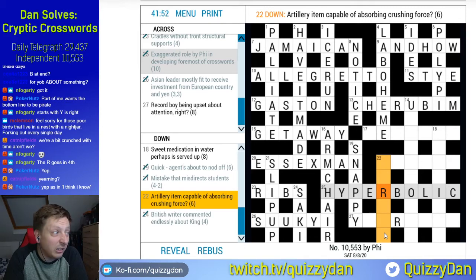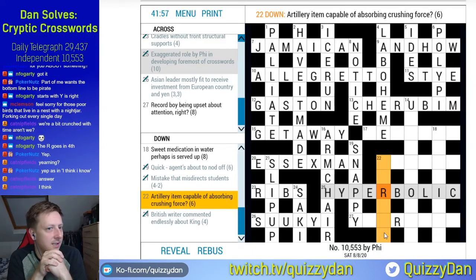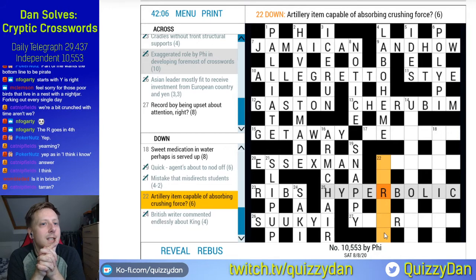Artillery item shell. Ooh, Catnip has an answer for this. Catnip, what do you think it is? What do you think it is? Capable of absorbing a crushing force. It's got to be malleable or something in that case.